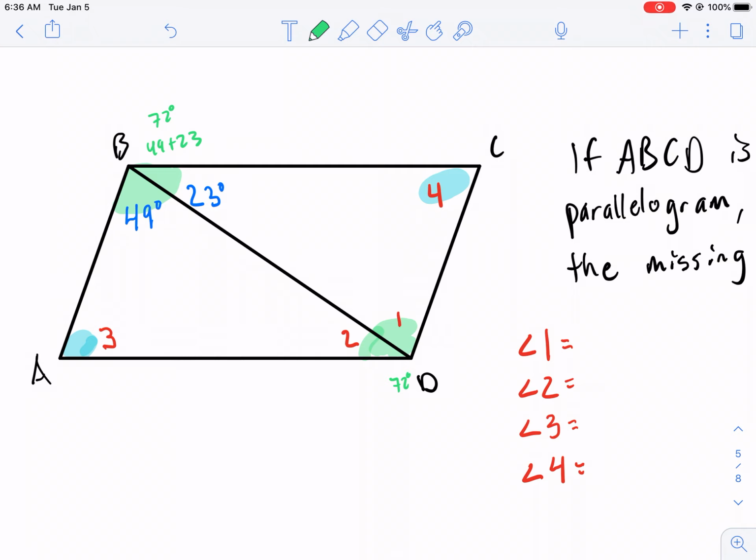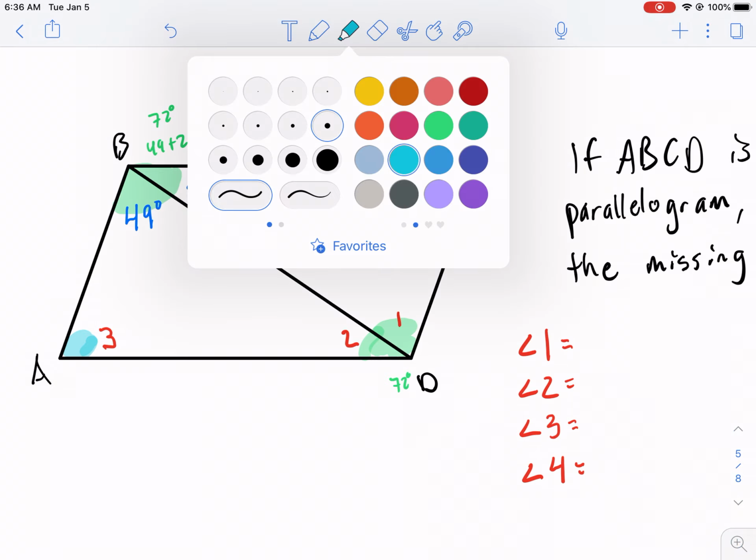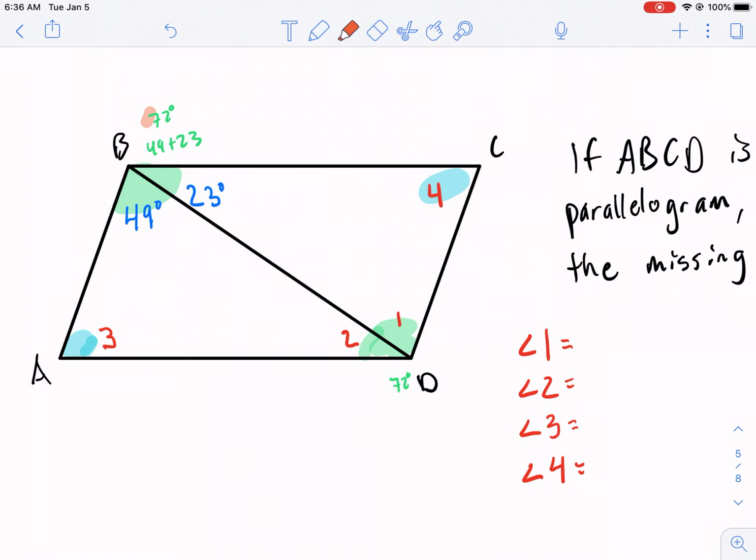Now, you're probably thinking, oh, well, what does that make 1 and 2? Well, we're going to get to that in just a second. But we know a few things that will make it a little bit easier for us, but let's just take it one step at a time. We know that's 72 degrees. Now, one thing I want to do here is it doesn't help us because we still need to know 1 and 2. So I'm going to demonstrate something real quick.